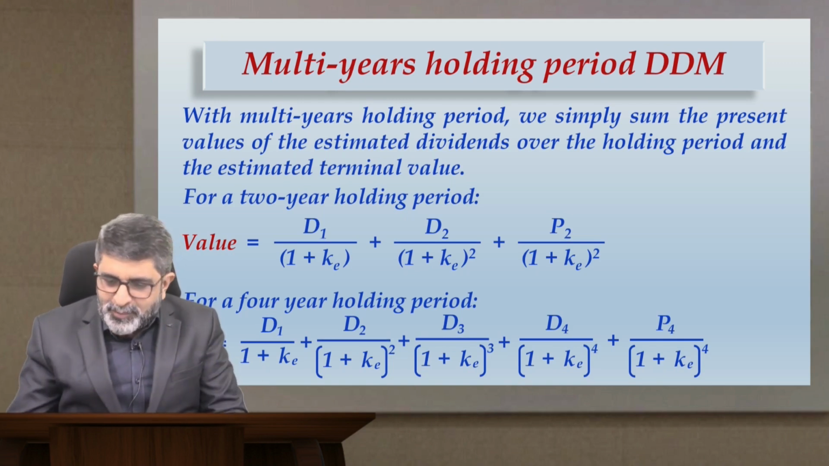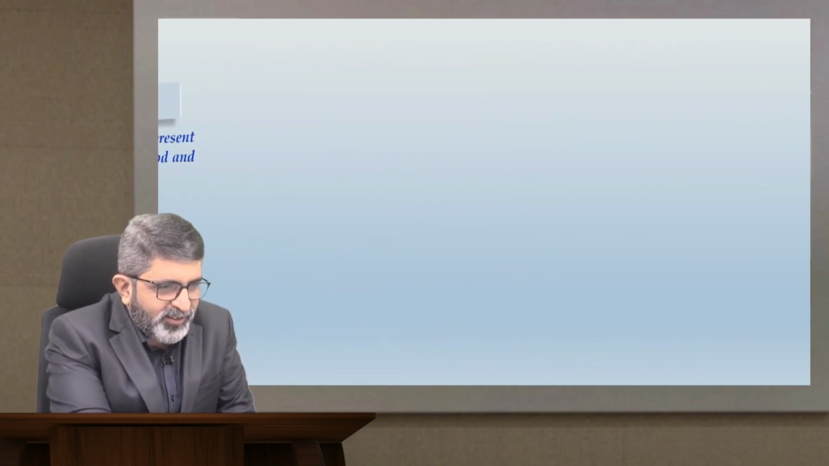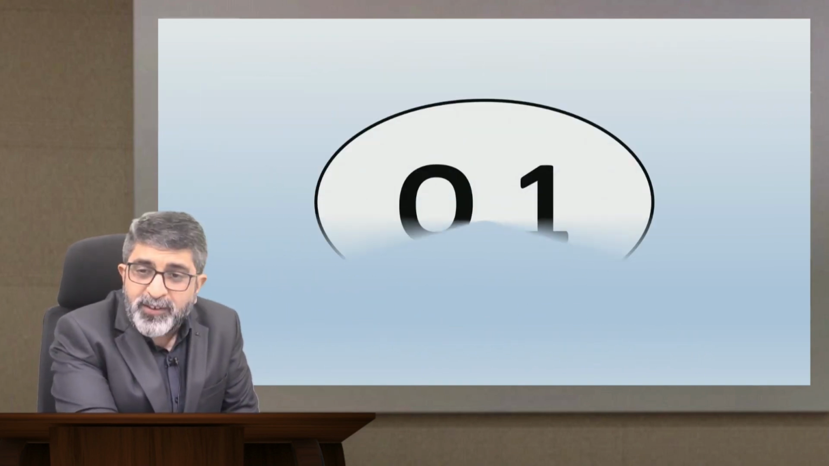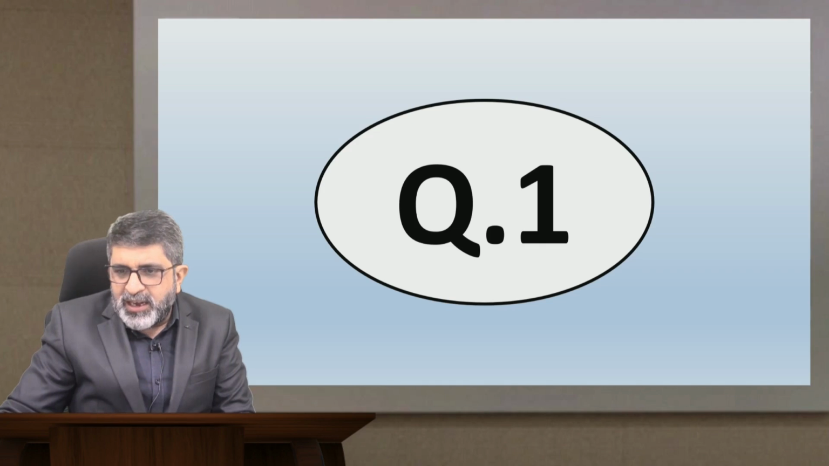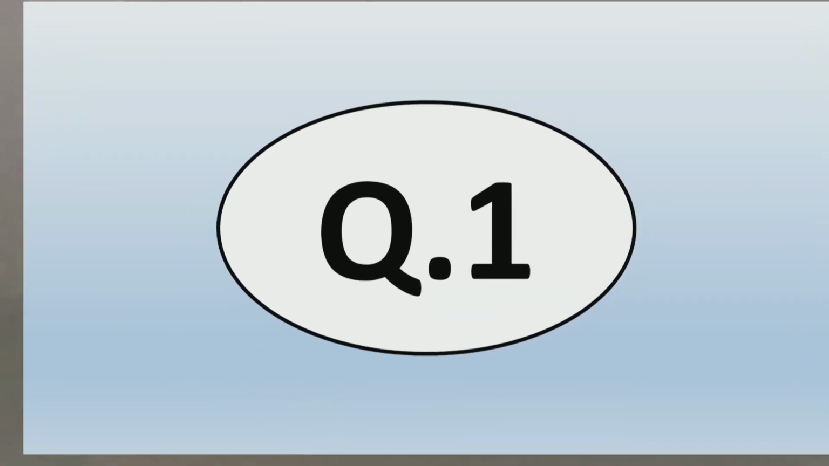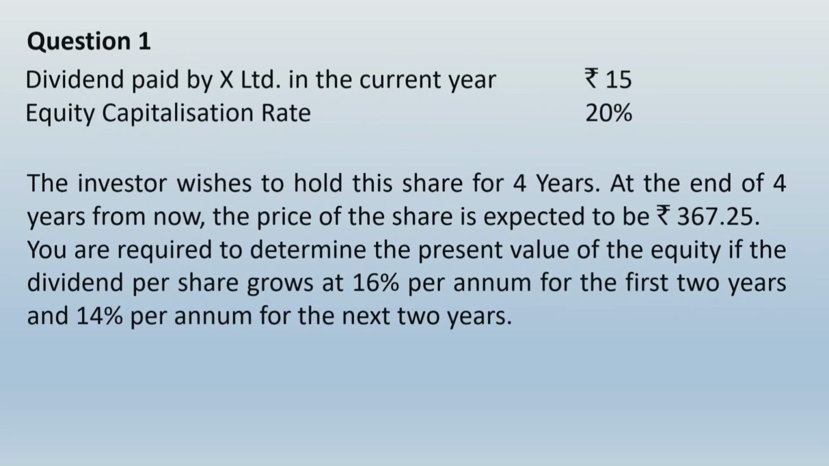So let us begin with the series of those questions, getting started with the very first question, that is question number 1. Let me increase the screen size for your reference. Question number 1, let us read this question. It says, dividend paid by X Limited in the current year is rupees 15. Equity capitalization rate, that is KE, is given as 20%. The investor wishes to hold this share for 4 years.